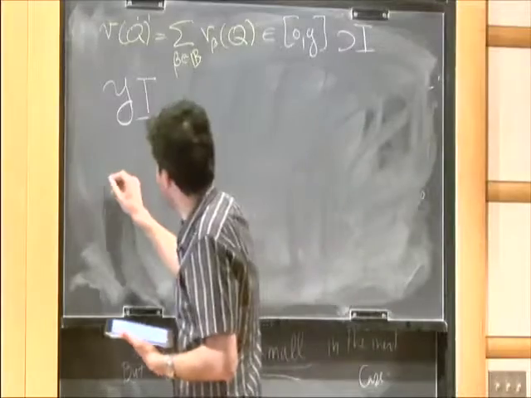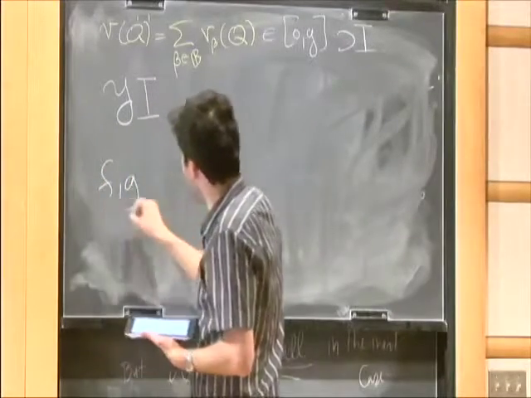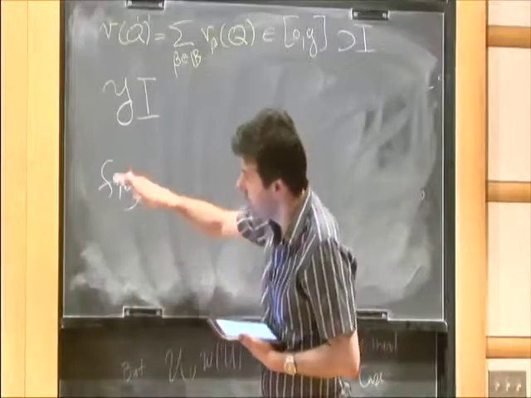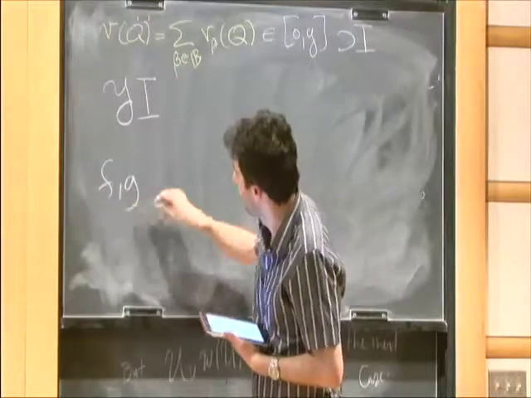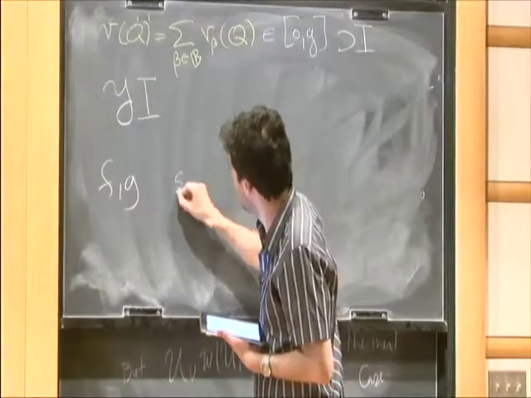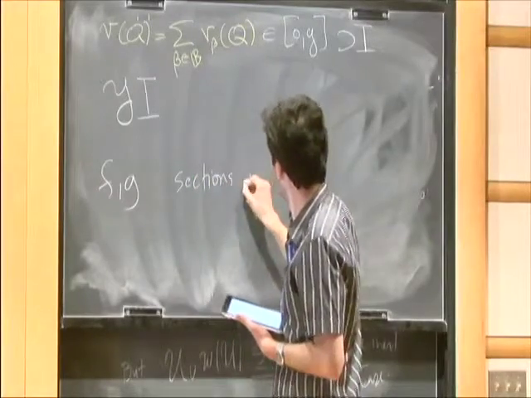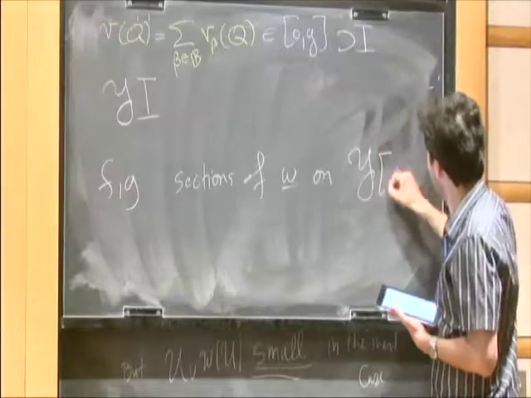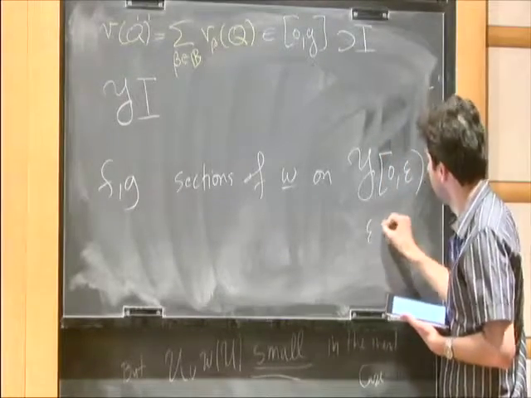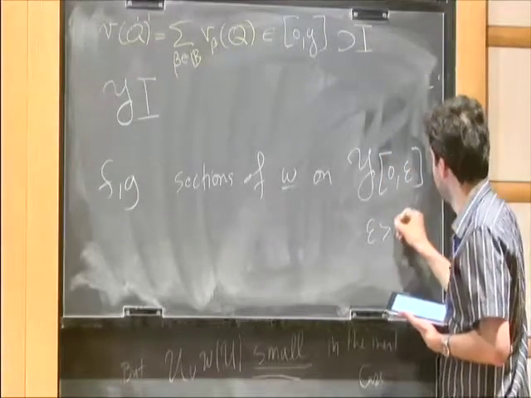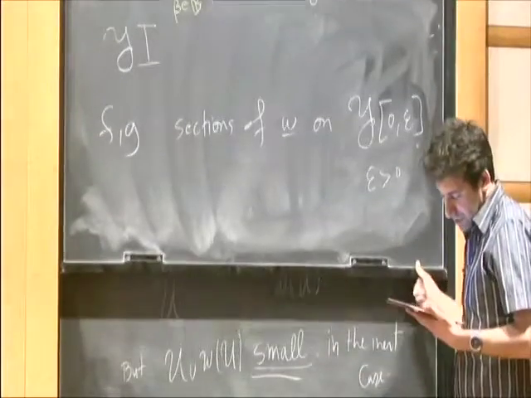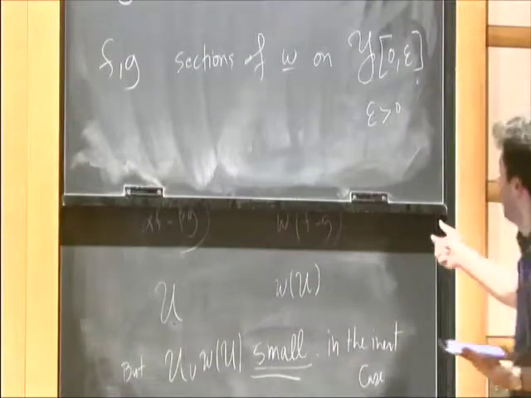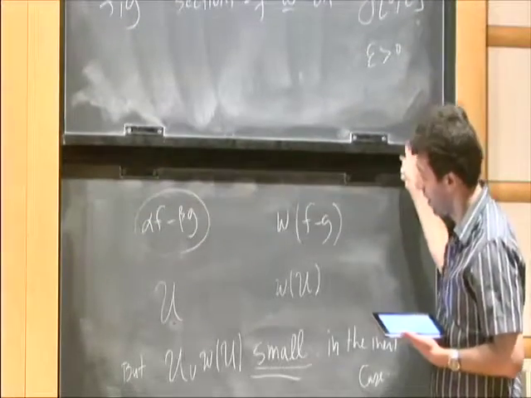Let me first remind you what an overconvergent Hilbert modular form is. You can think of it in this notation as, so these are both sections of omega on Y of [0, epsilon] for some epsilon bigger than 0. Now, I think I'm in a position to tell you what goes wrong here.